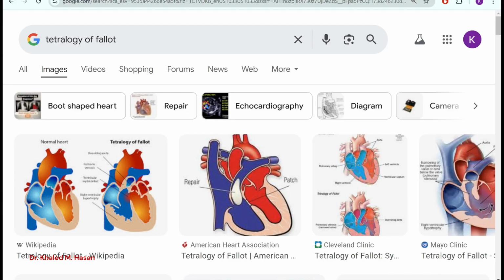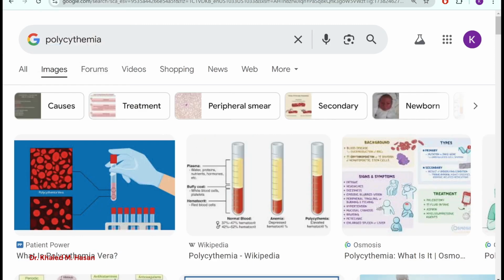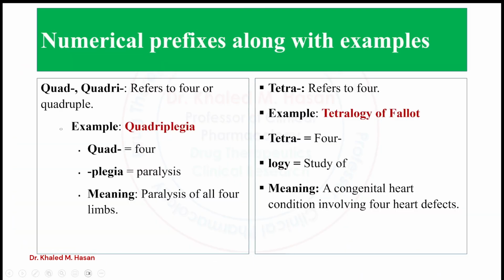If you click on the Google image for tetralogy of Fallot, you can see some deformity, some defects. We have the defect between the two ventricles, and the defect between the aorta and the pulmonary artery. So we have several defects in infants and newborn babies. In this slide we talked about quadriplegia and tetralogy of Fallot.